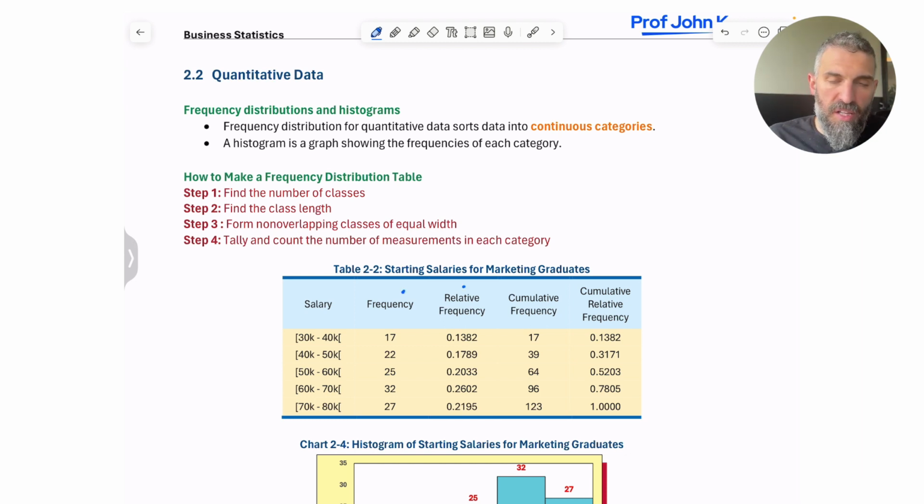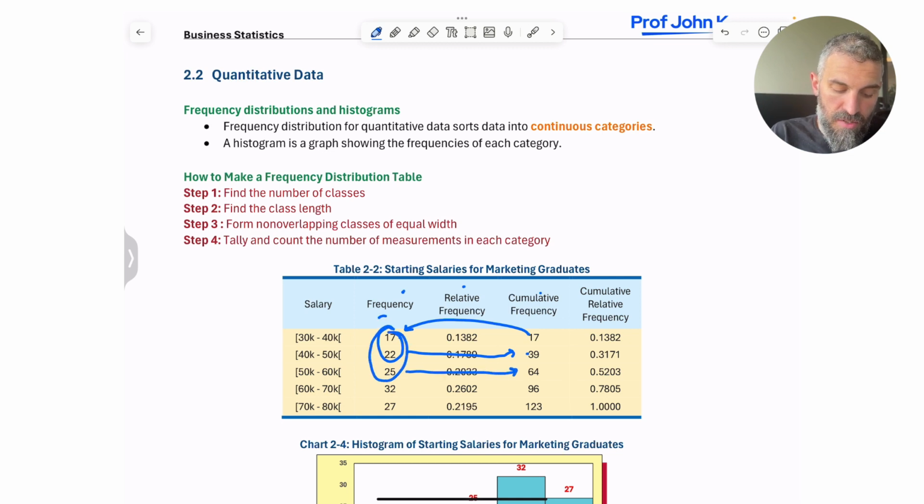The frequency and the relative frequency is exactly what we spoke about before. The cumulative frequency is the accumulated frequency. So you see, it's accumulating. Let's say the first category is 17 because that was 17. But then the next one is 39 because it's 17 plus 22. That's the 39. And then if I add in the next 25, I get to 64. And if I add the next 32, I get to 96. And we're just accumulating it.